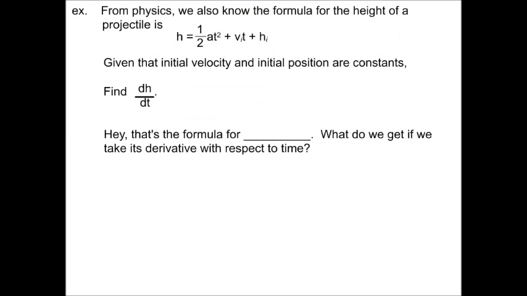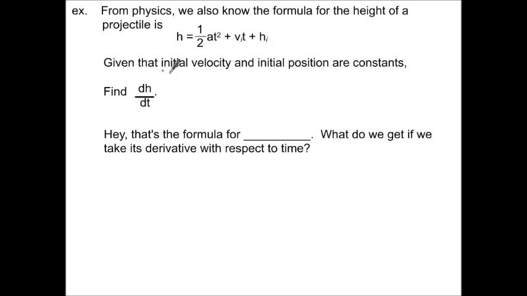Let's go with another example from physics here, because as we know, physics is fun. Okay, so here's the formula for the height of a projectile. Height equals 1/2 acceleration due to gravity times time squared, plus the initial vertical velocity times time, plus the initial height. The initial velocity is going to be some kind of constant, because that's how fast the thing's being either thrown or shot. And the initial position is just how high you are when you're starting.